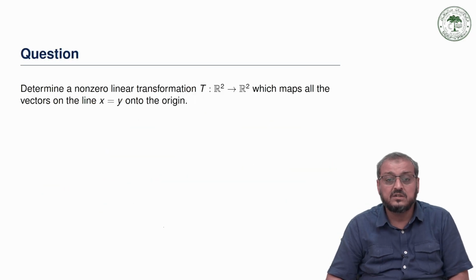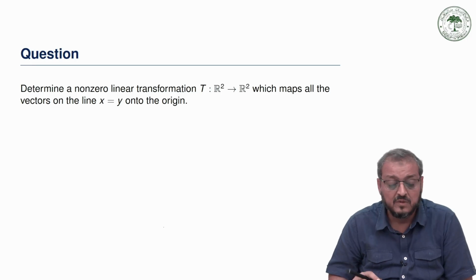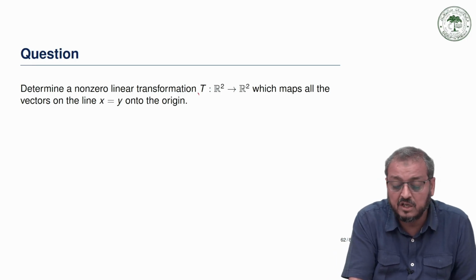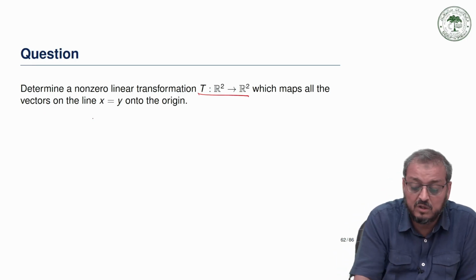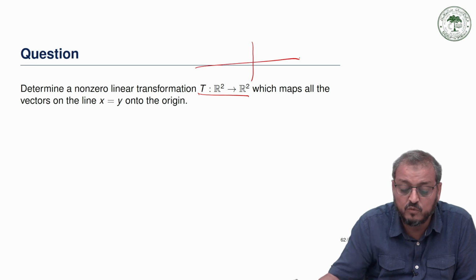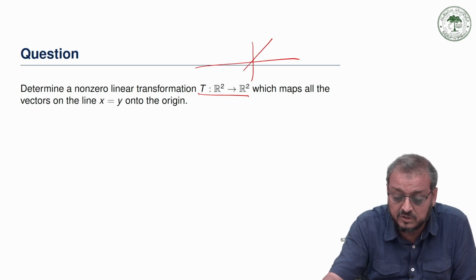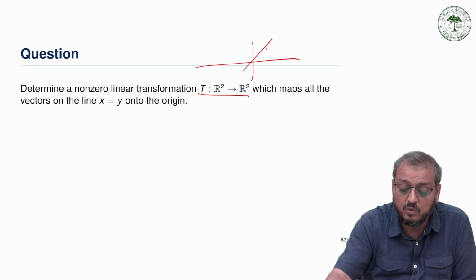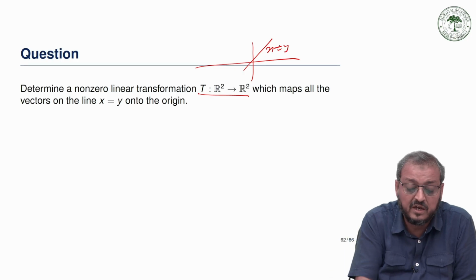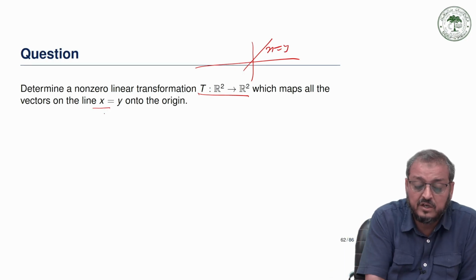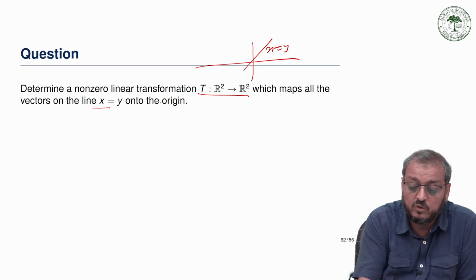Now I take the last exercise example. Determine a non-zero linear transformation from R² to R² which maps all the vectors on the line x = y to the origin. It is saying that all the vectors lying on x = y are mapped to the origin.